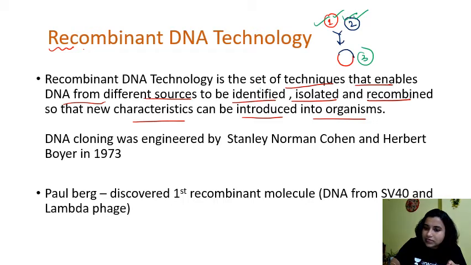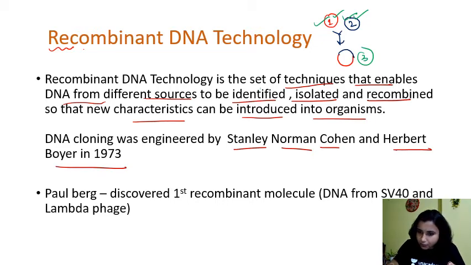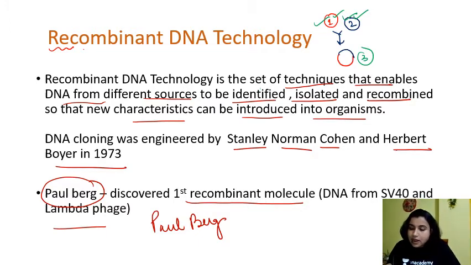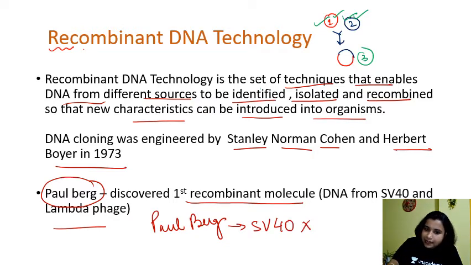The DNA cloning was engineered by Stanley Norman Cohen and Herbert Boyer in 1973. So in 1973, these two scientists worked on this. Paul Berg discovered the first recombinant molecule, that is the DNA from simian virus 40 and lambda phages. So Paul Berg is the first scientist who produced recombinant DNA by the combination of SV40 virus and lambda phage.